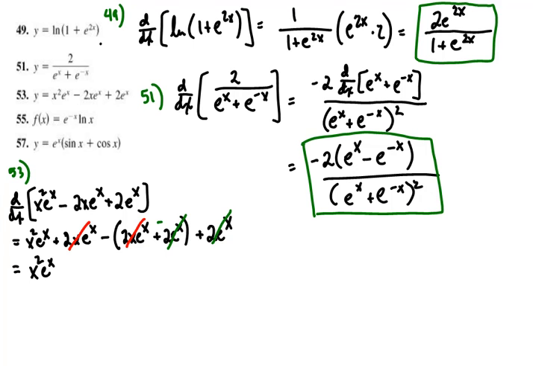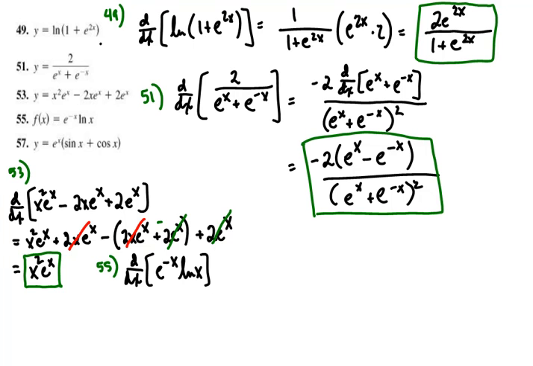Because when we distribute the negative 1 on the outside of the parentheses to the positive 2e to the x, that becomes negative 2e to the x. Plus 2e to the x gives us a 0. So the final answer to that one is just x squared e to the x. And so that's it for problem 53. Alright, we'll go on to problem number 55.